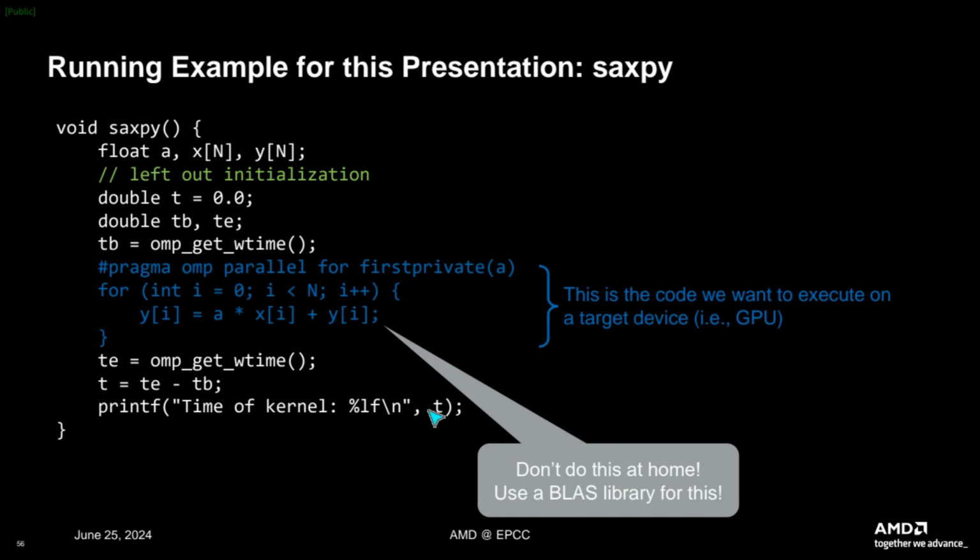And here is an example of a SAXPY loop where we're telling the system that we want this loop to be run in parallel. If you look at it closely, this is parallel on the CPU, so we don't see the target clause on here, so this is running in parallel on the CPU. And we can also use the BLAS library for a loop like this as well. So this is the next slide. We're going to see how we make this run on the GPU.